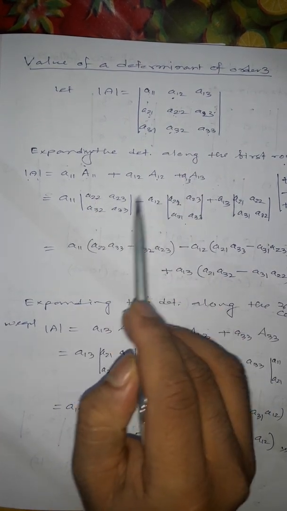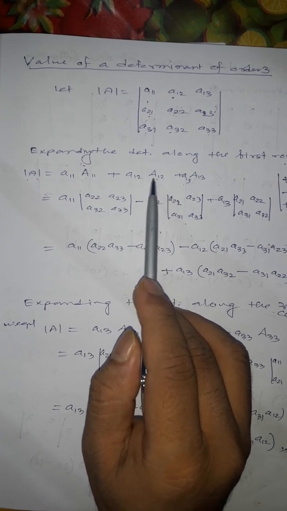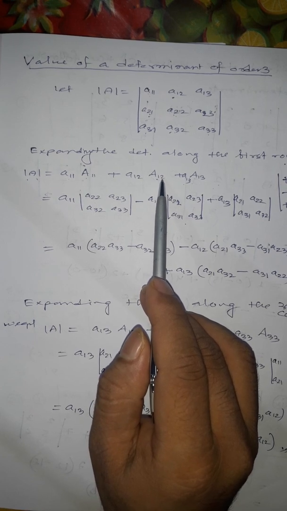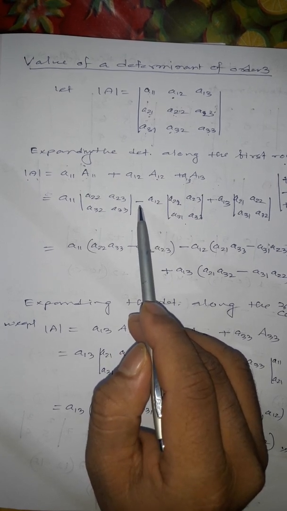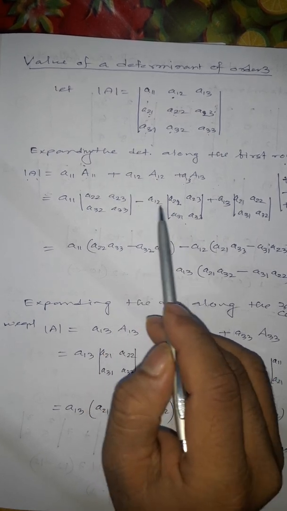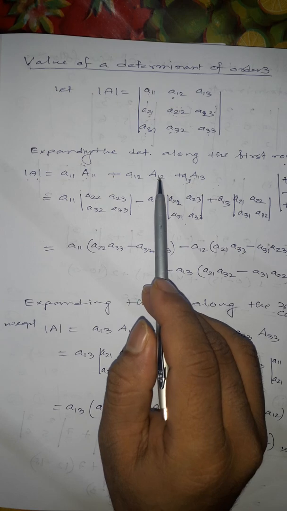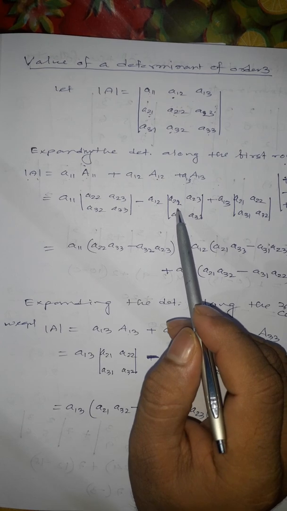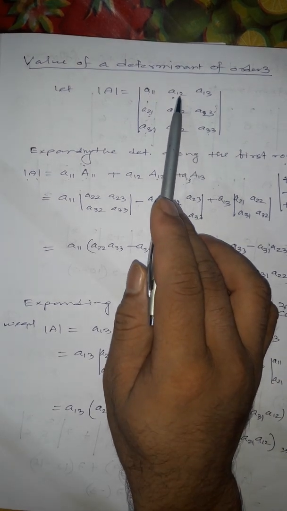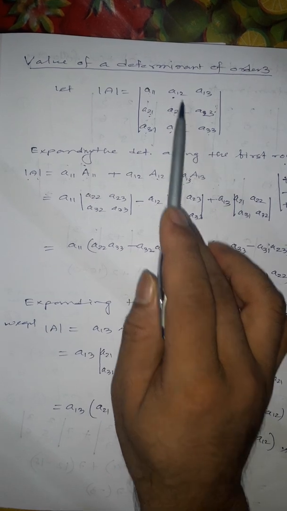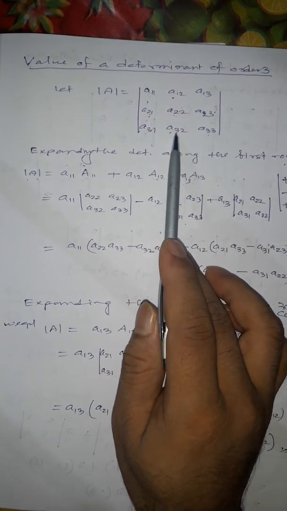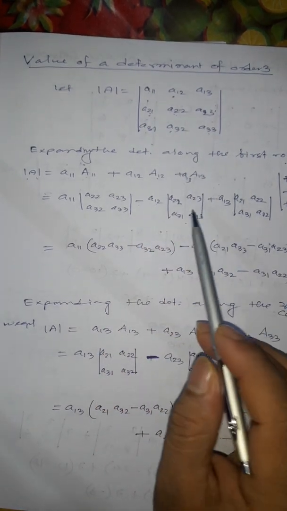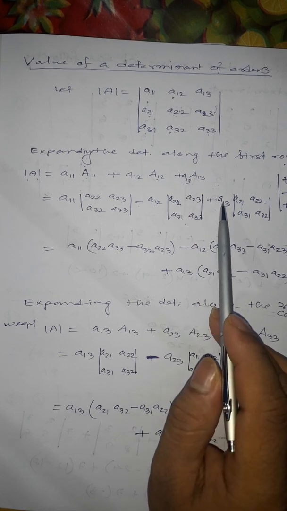Now you see A12 in the middle term. A12, sum of the suffixes is odd, 1 plus 2 is 3. So you will get a negative sign. So the element into its minor, you will get a negative sign because the sum of the suffixes is odd. And then you write down the minor here. Minor of this element: delete this row and this column because this element is in the first row and in the second column. So the minor will be A21, A23, A31, A33.